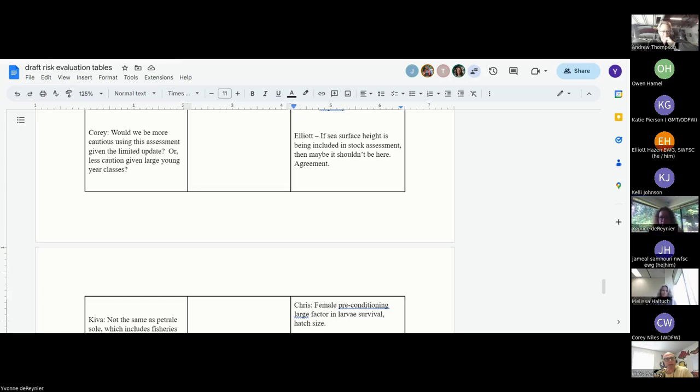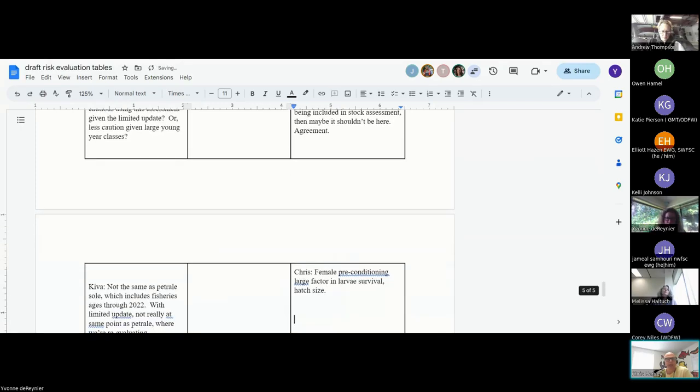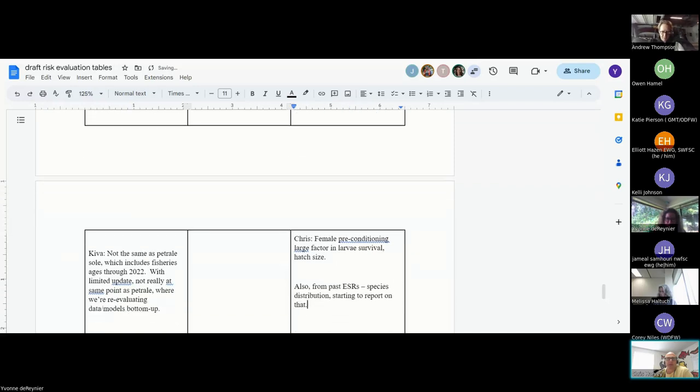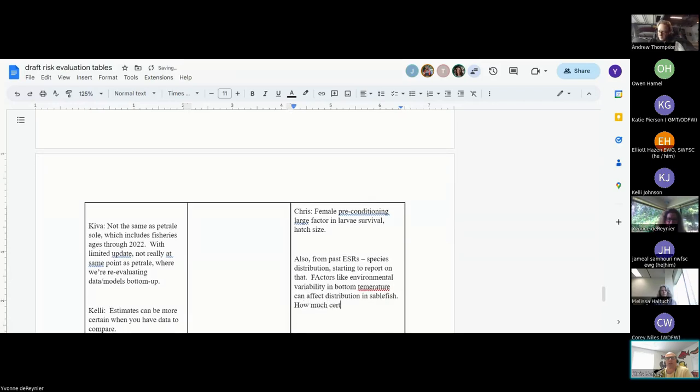Yeah, the additional thing I wanted to mention was another potential factor that we have reported on a little bit in past ecosystem status reports, and that I think modeling is really making a tremendous amount of progress on, which is species distribution. When we have factors like environmental variability in bottom temperature or in dissolved oxygen, there are potential effects on distribution of groundfish, and sablefish, I think, might be one to consider. The question there for me is how much certainty is afforded by those kinds of models, and there are other people that could comment on that better than I can.